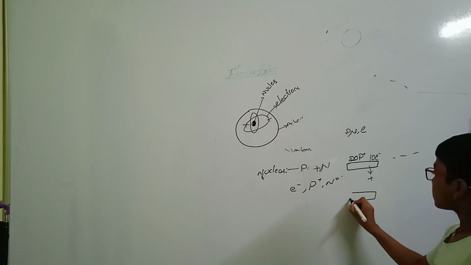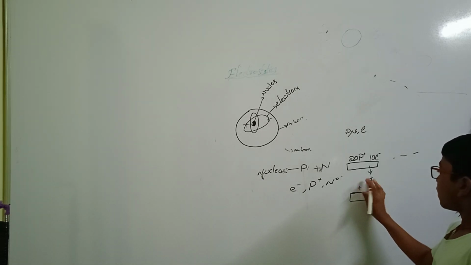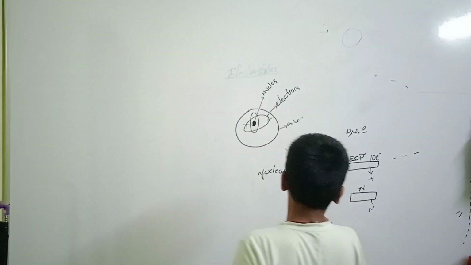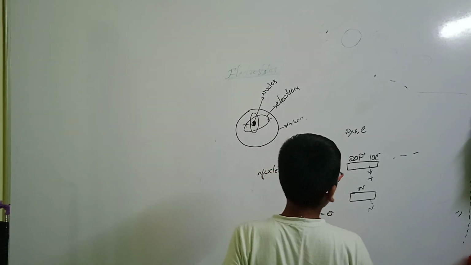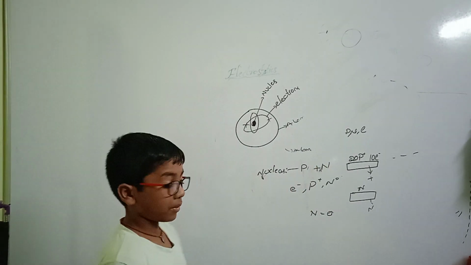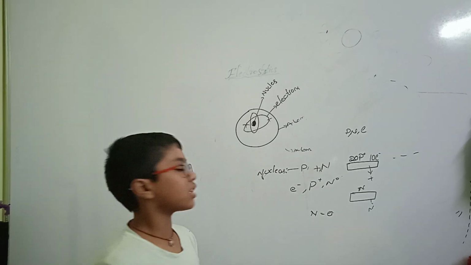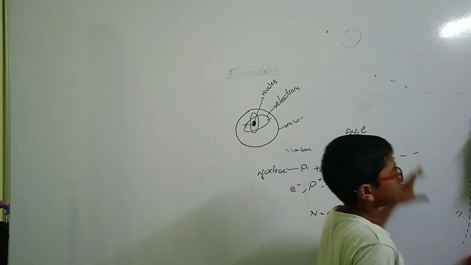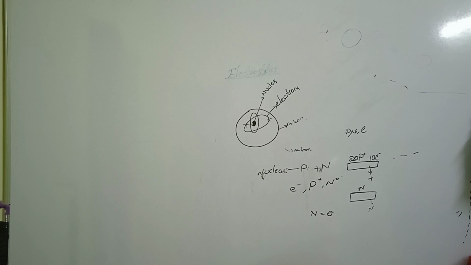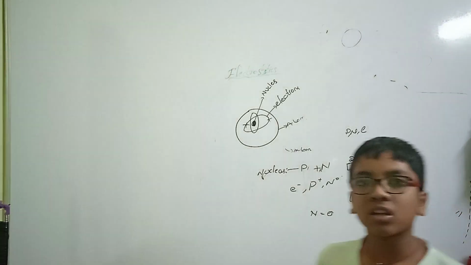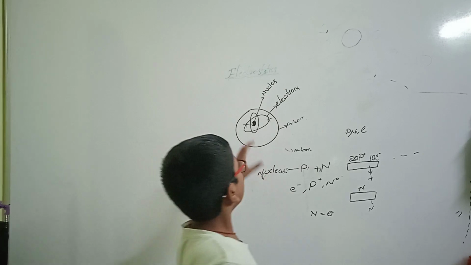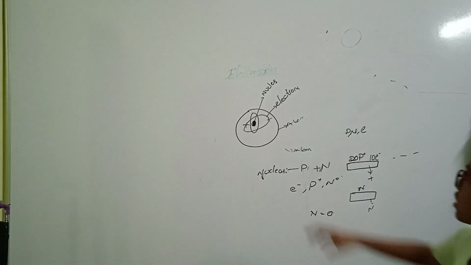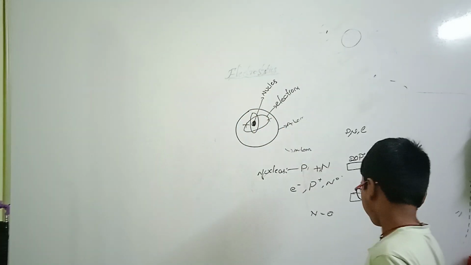If the body contains equal numbers of protons and electrons, this body has neutral charge. And if you want to transfer charges from one body to another, only electrons will transfer. No neutrons and no protons are transferred, because they are present in the nucleus. We cannot transfer charges from the nucleus; we only take charge from the outermost orbit.